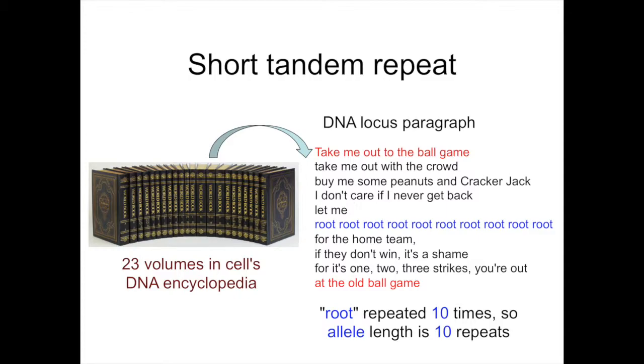The number of repeats of that 4-letter word is called an allele, or the type, the genetic variant, of that paragraph that's in a particular place in a particular volume of the encyclopedia. And the way scientists find it is they basically do a string search. They put in, the way you might do in Google or LexisNexis, the phrase, take me out to the ball game, that's the beginning. At the old ball game, that's the end, both shown in red. And then the chemistry knows how to find everything in between and make millions of copies that are labeled and can be detected on a genetic analyzer.